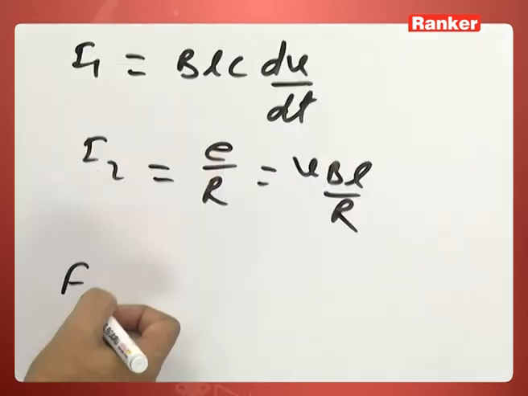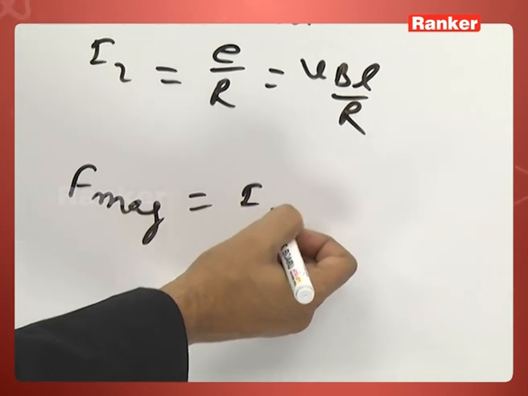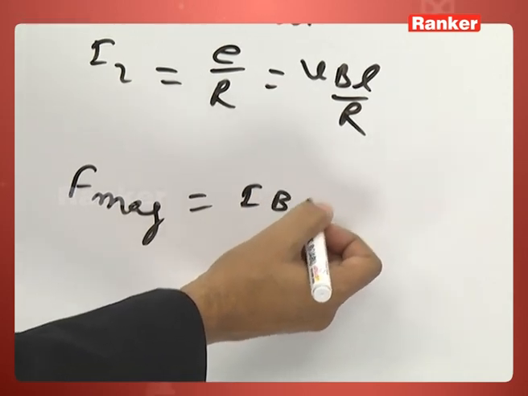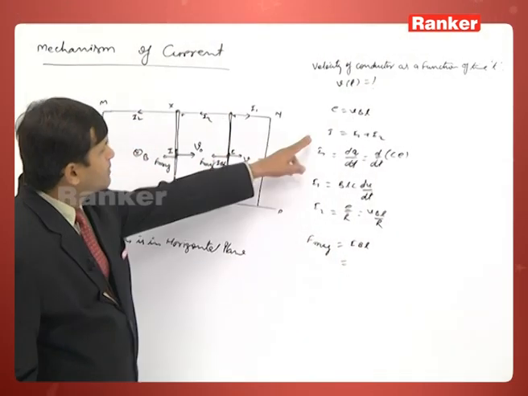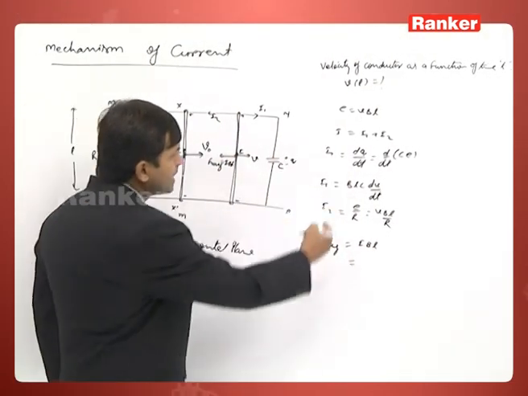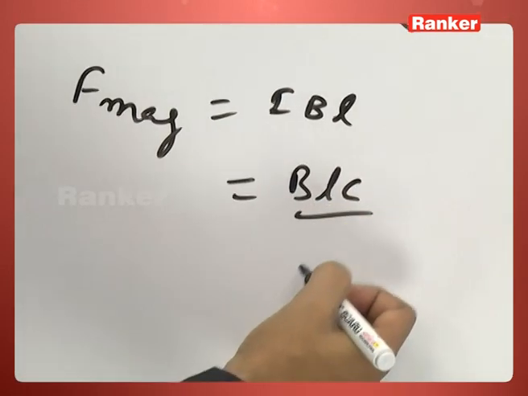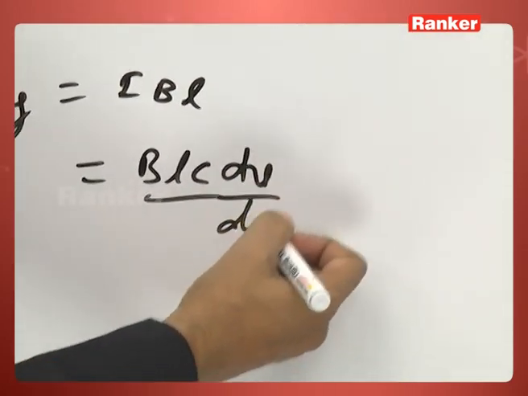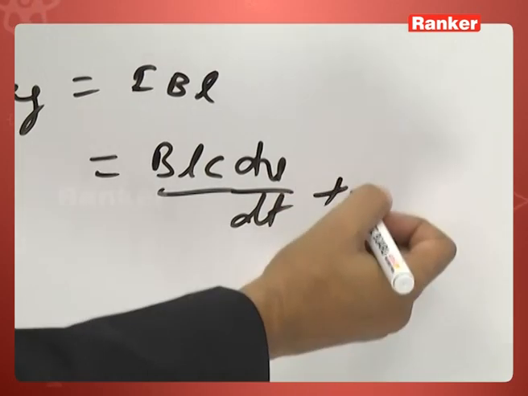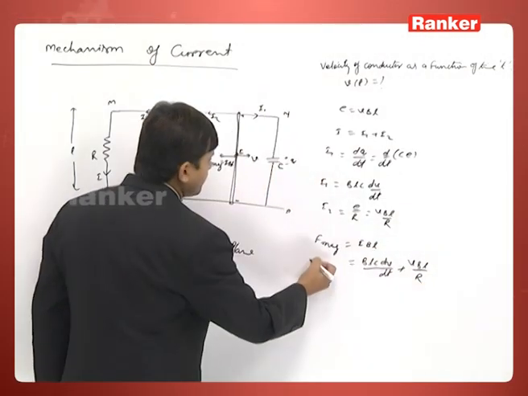Now the magnetic force will be I into B into L, and I is I1 plus I2. So I1 plus I2 is written as BLC into dV by dt plus I2, which is VBL by R. This is F magnetic.